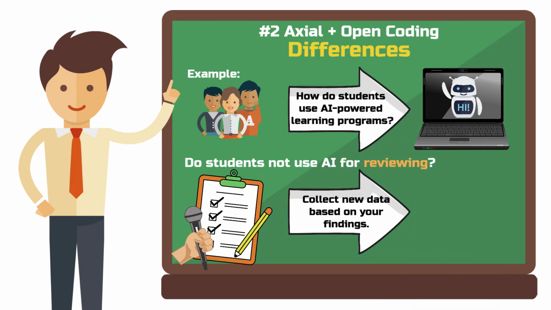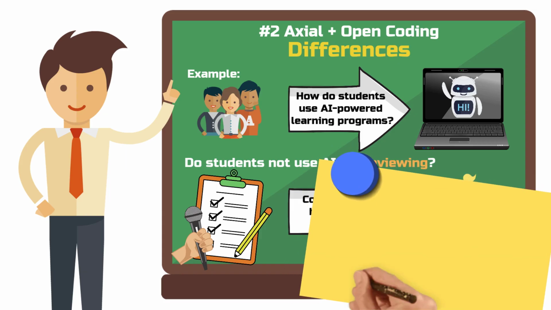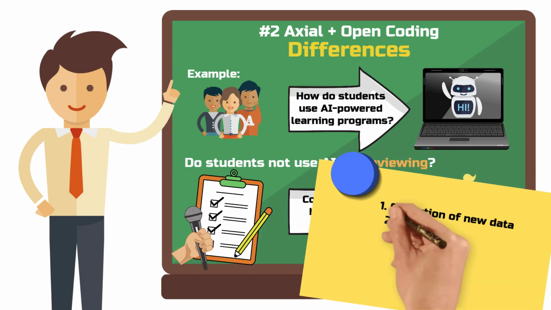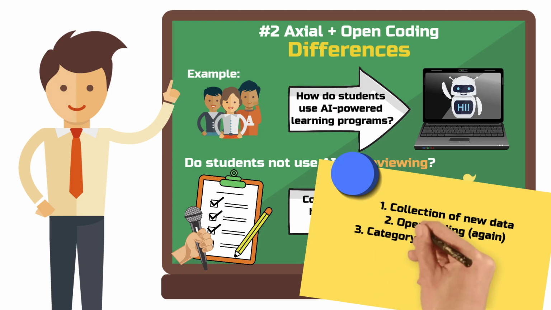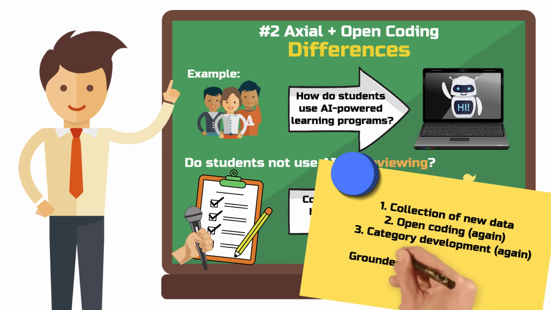With this realization, you can gather new data to explore exactly that. Perhaps new open codes and a review category will emerge, or maybe not. The point is, after axial coding, you can always return to data collection or open coding. Grounded theory is iterative, not linear.